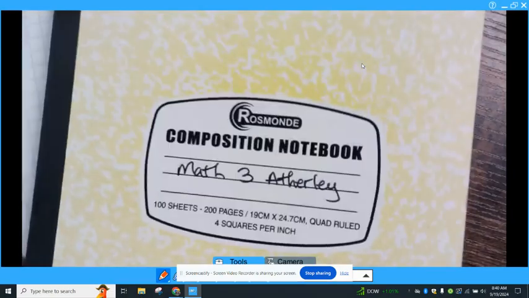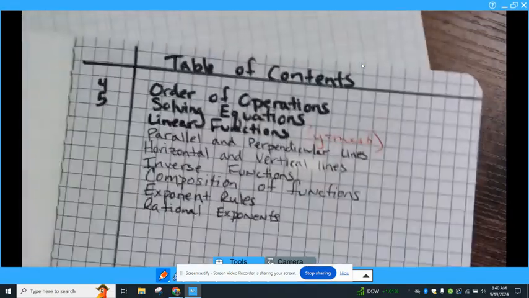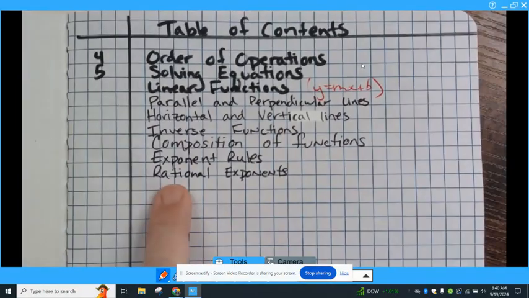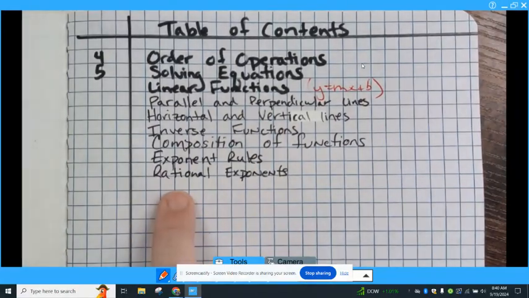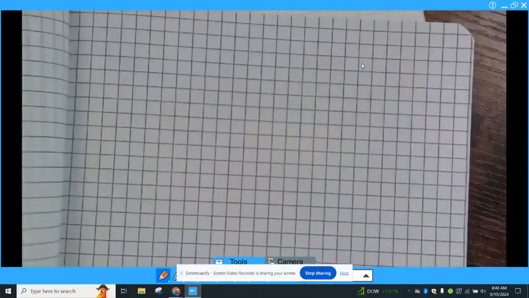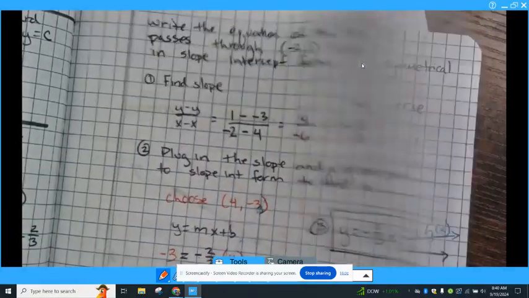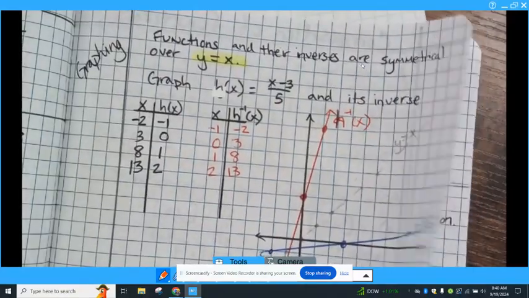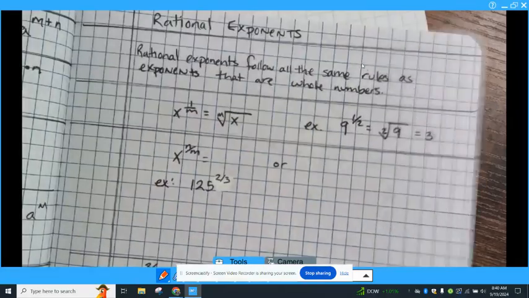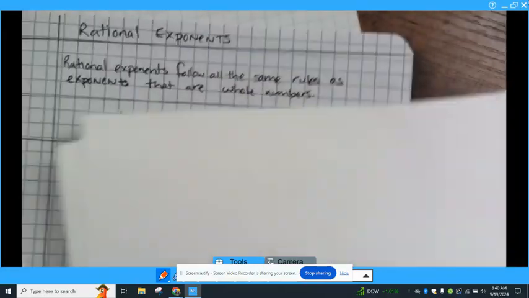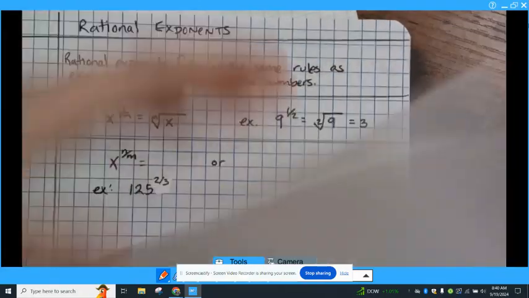Okay, Math 3, open to your table of contents. Today we'll put in notes about rational exponents. Rational is just a fancy word of saying a fraction. So I have these pre-written. Okay, rational exponents, top line and side line.